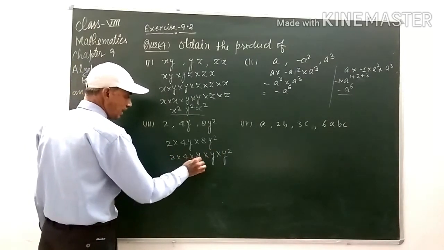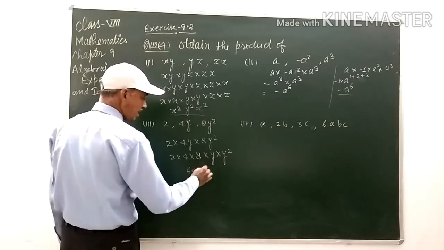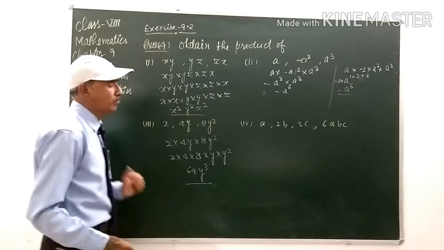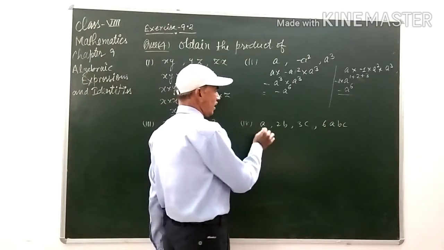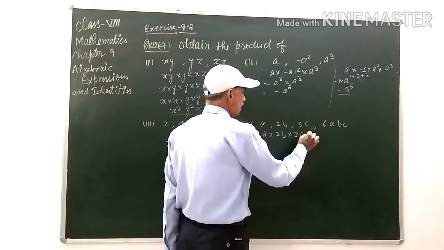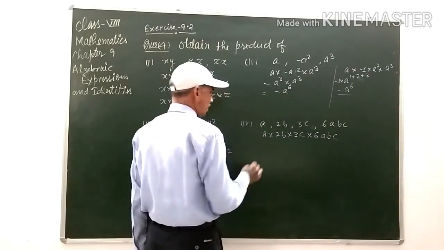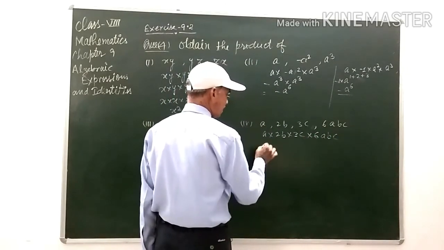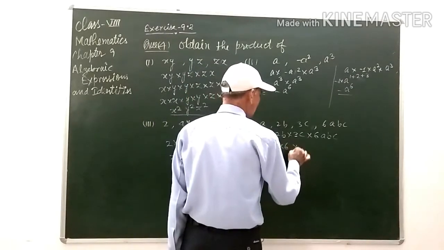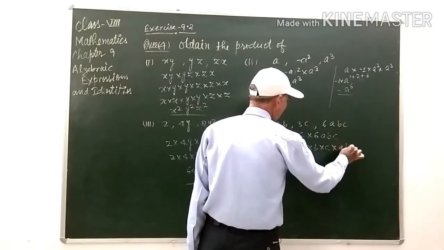2 4s are 8, 8 times 8 is 64, y into y square, that is y to the power 3, means 64y cube. Now in this, a into 2b into 3c, that is 6abc. Students, first write the numbers, 2 into 3 into 6, into a into b into c, abc.